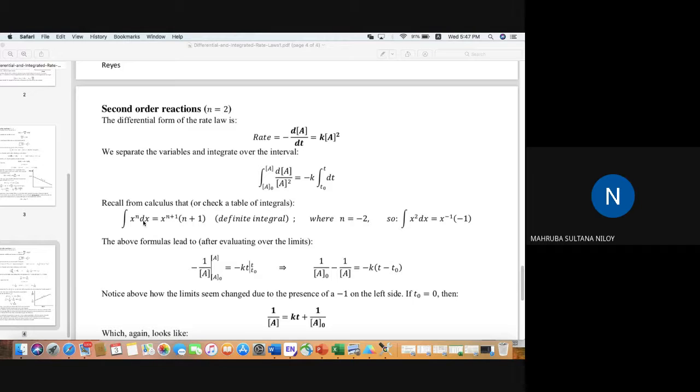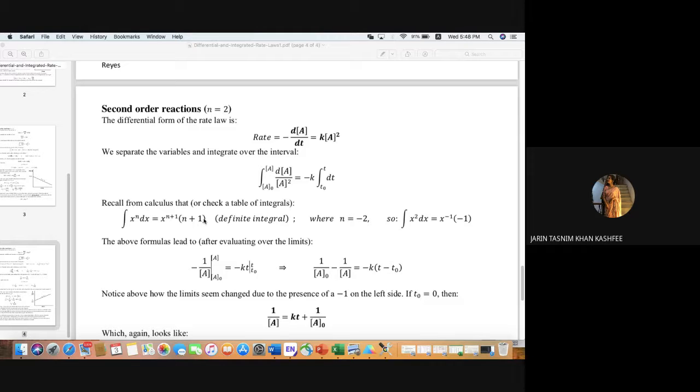So the integral of x to the power n dx equals x to the power n plus 1 over n plus 1. Is it clear? Yes, sir. Okay, so here the power n equals minus 2, right? Yes, sir. Why minus 2? Because it is already in the denominator, so if we put it in the numerator, we have to put a minus sign. So there will be concentration A to the power minus 2, right? Yes, sir. Okay, then here will be minus 2 plus 1, and here will be minus 2 plus 1 as well. Is it clear? Yes, sir.